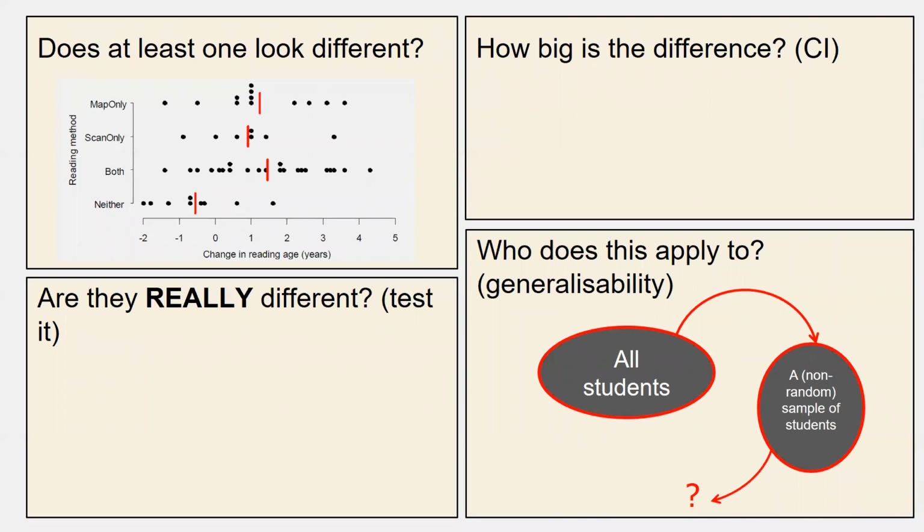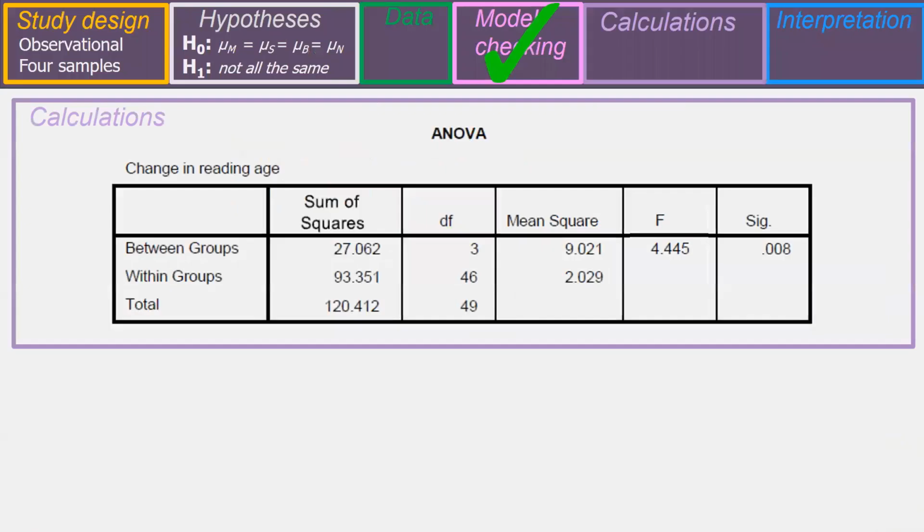So we're going to revisit the reading methods example, and we're going to have a look at how everything went down. So this was the output from the test from SPSS. We're going to have a closer look at where all these numbers came from. So firstly, what is F? F is F0. It's the test statistic for the F test.